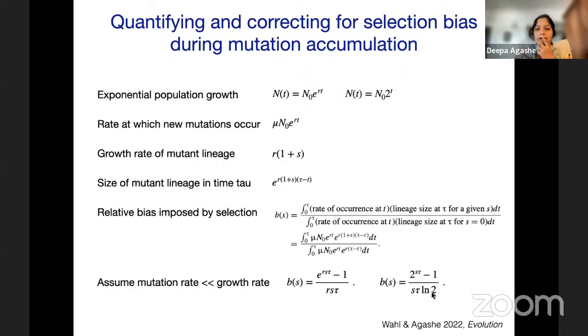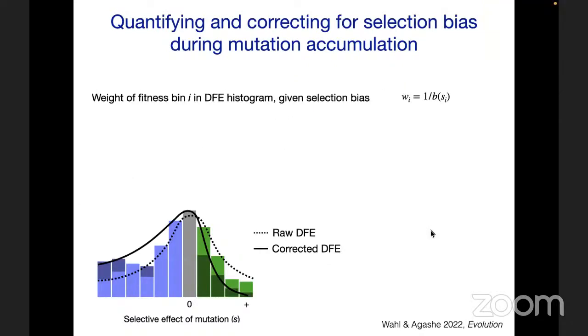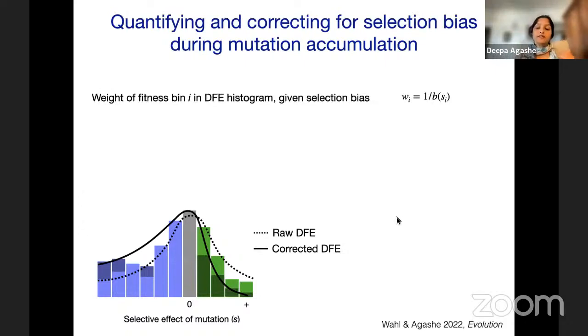Okay, so how do we now correct for selection bias during mutation accumulation? If we believe that this process is happening for all kinds of potential values of S, depending on how many growth cycles have happened, how many transfers we've done, and so on, the weight of the fitness bin i in the DFE histogram is giving us a selection bias.